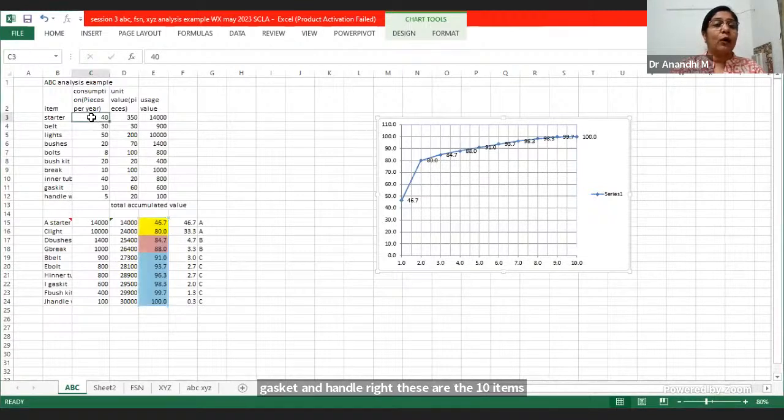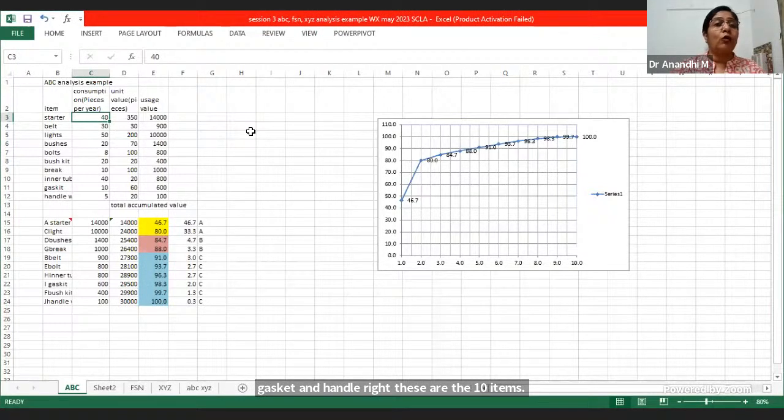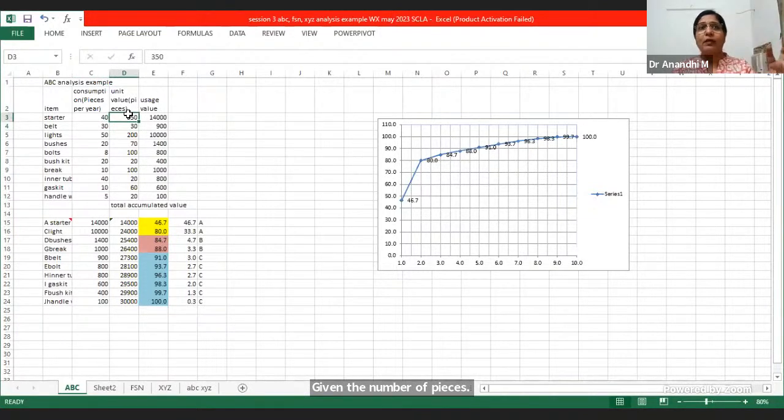And we also have the data of how much consumption is being made. So pieces per year, let us take this for a piece per year. So starter 40, belt 30, lights 50, accordingly it is being given here, number of pieces. And value of these pieces also we need to know. So only then the number consumed plus the value of the product together will give us the usage value, which will help us to classify the item under A, B, or C. Okay. So value of each piece also is given here, right?